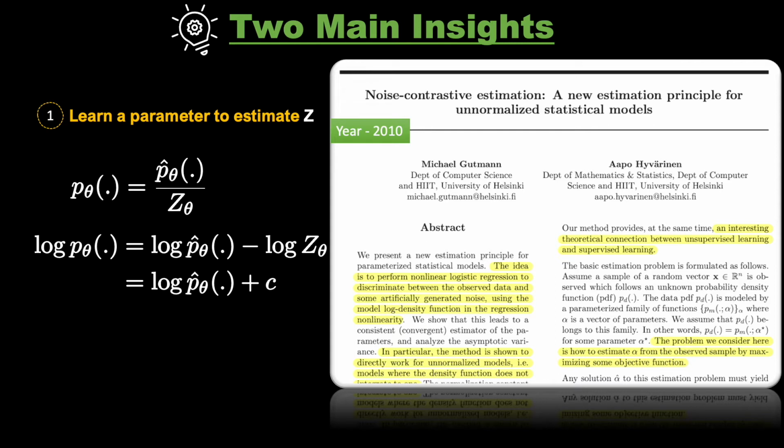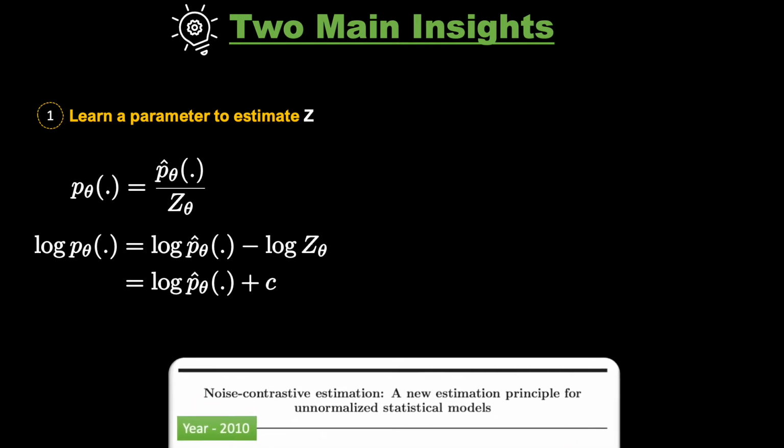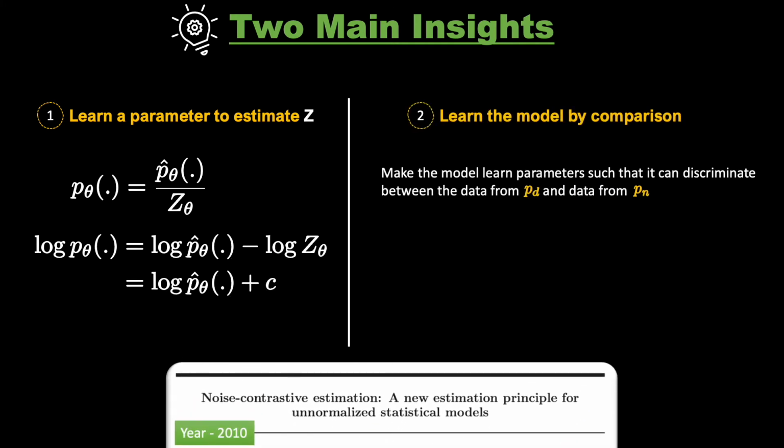This being said, the insight from this paper is not about simply adding an extra parameter to your neural network to predict z, as this had already been thought about before this paper. Rather, the authors are suggesting that if you do this, it would not be that helpful, because when doing likelihood estimation, the network may make the normalizing constant simply go to 0. And this is why we need to look at something else. This is where the second insight is very important.